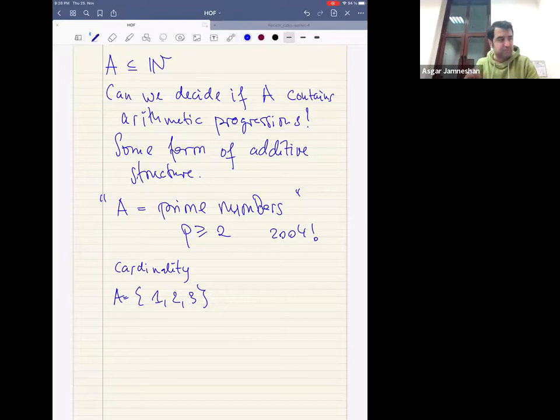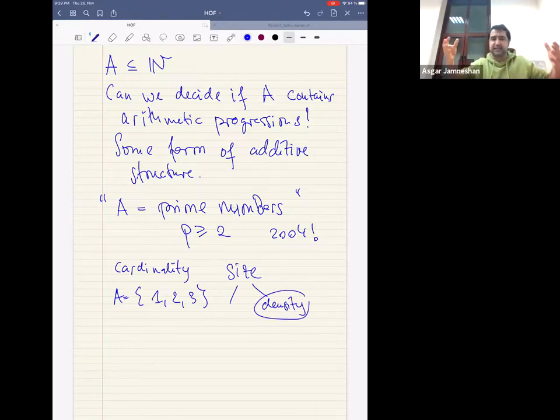Okay, maybe I should rephrase. There are several notions of size, and size can be measured in many ways. One way we want to use at the beginning is just the number of elements. But then there is another way to measure this, and this is called density. I will come to this later.